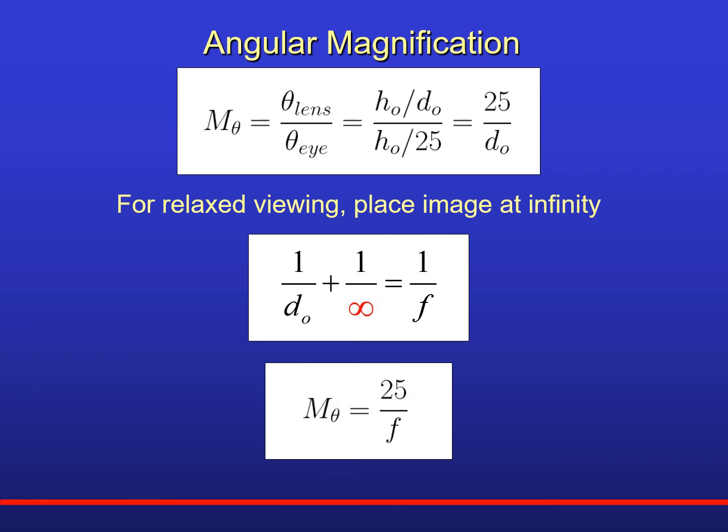So, for relaxed viewing, remember, relaxed viewing is as though the image was far away. What that means, the rays come in parallel. The eye can focus without having to squeeze that lens. So m sub theta, the angular magnification, is 25 over f. Because when d_o equals f, the image is at infinity.